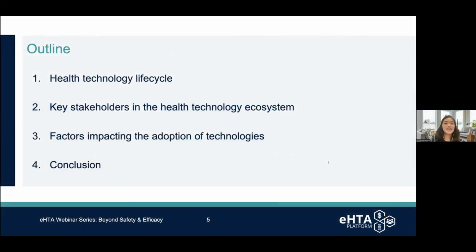So let's talk about today's presentation. Today we will go through the health technology life cycle, who the key stakeholders in the health technology ecosystem are, and why it's essential that you know about them. And then I will go through some examples to illustrate the factors that might impact the adoption of the technologies and what we can conclude from all of this.